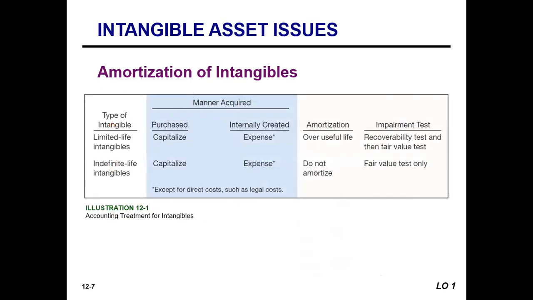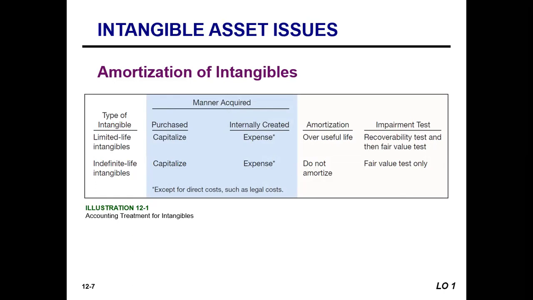Okay, so this illustration out of your book is on page 614. It shows us the difference between limited life versus indefinite life intangibles. So limited life intangible, if we purchase it, we're going to capitalize the cost. If it's internally created, we're going to expense the costs. We amortize this over its useful life. And to test for impairment, we first test recoverability.